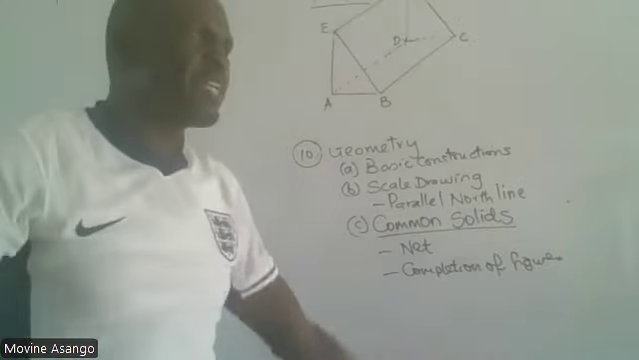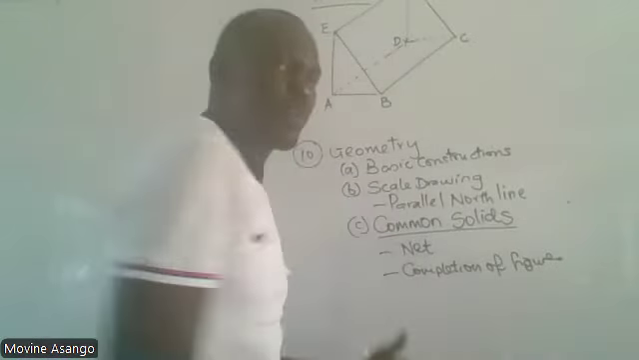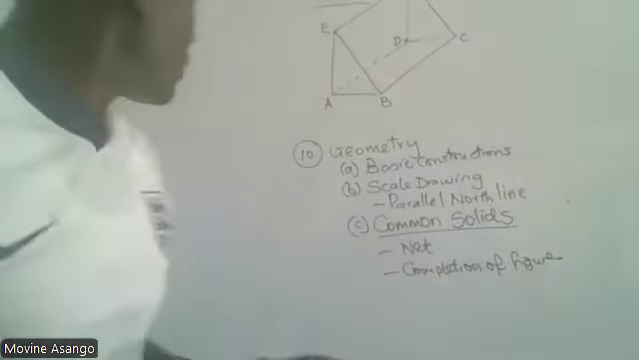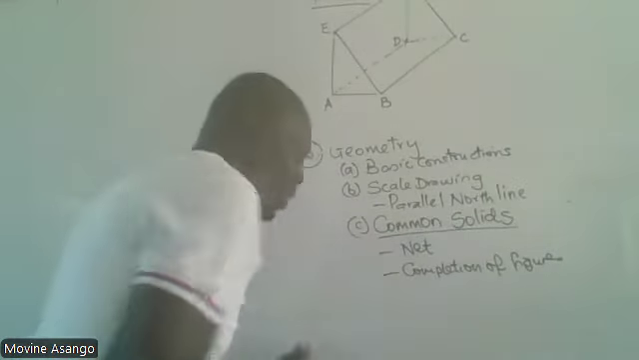Never use freehand in drawing the lines. Always use a straight edge of a ruler, correct ruler. So that one summarizes the Form 1 work.